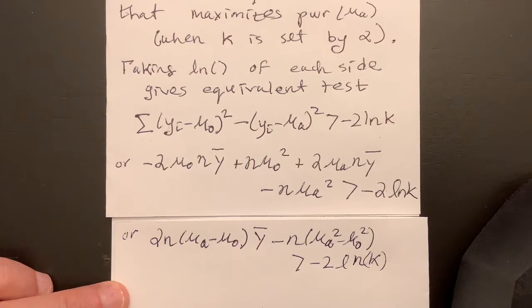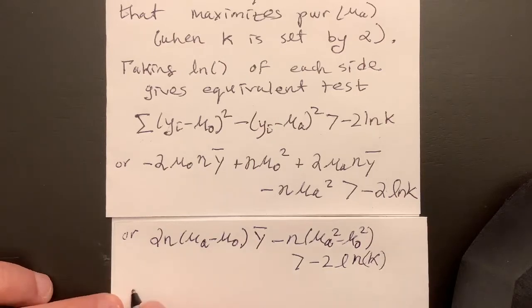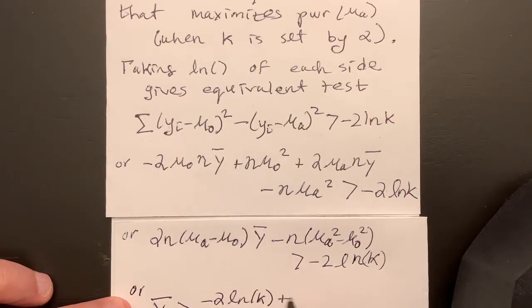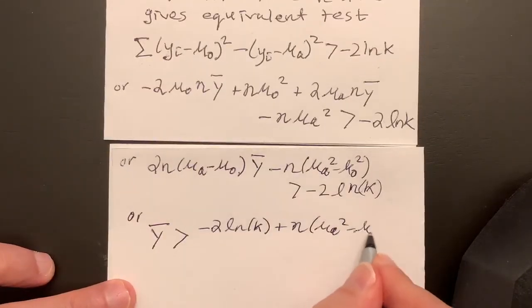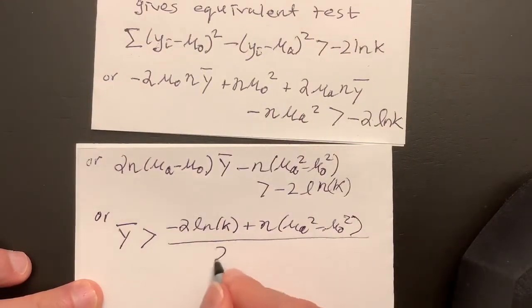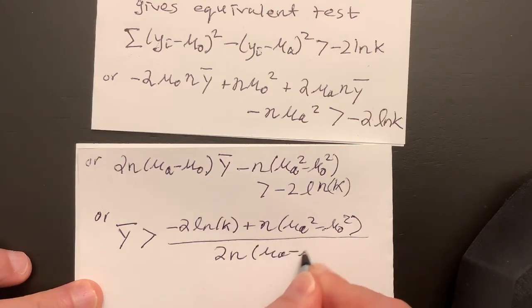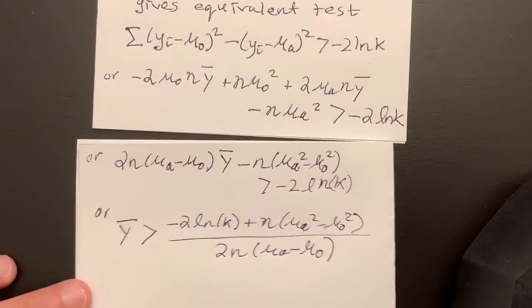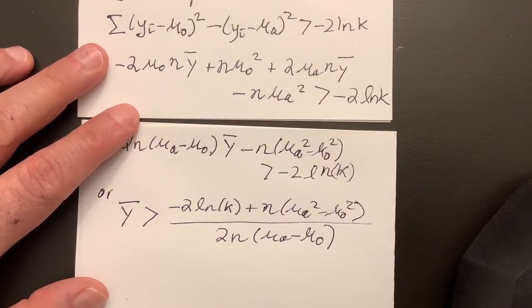So I can add the n term to both sides and divide. Finally, y bar is greater than minus 2 ln k plus n (mu a squared minus mu 0 squared), all over 2n (mu a minus mu 0). So this is the rejection region for the test.